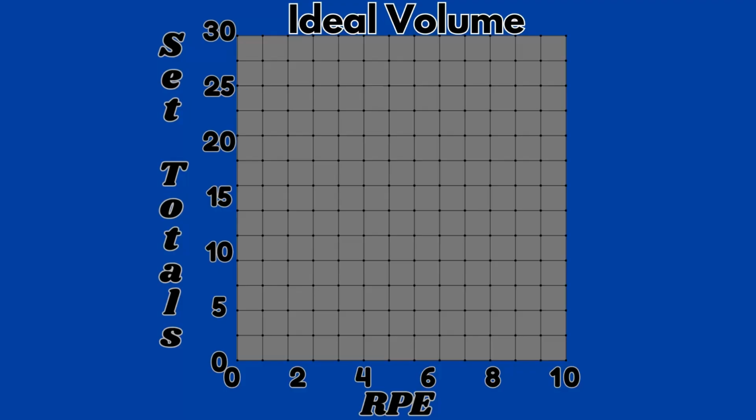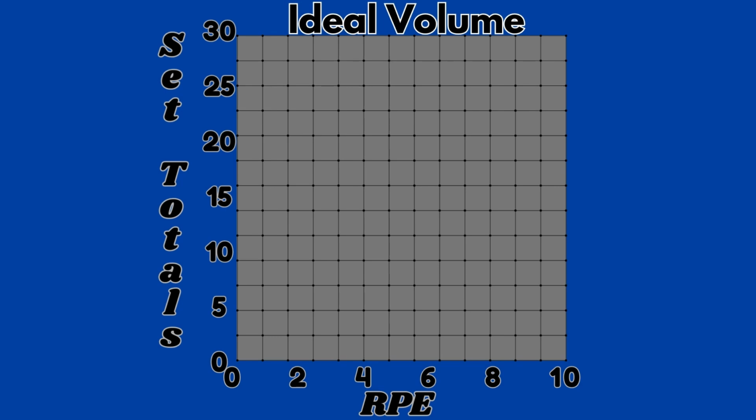Now, since this topic is so complicated, I created a chart, and this isn't super scientific, but I thought this represents how volume works really well. All right, so here's my basic ideal volume chart. On the bottom, we can see RPE. This stands for rate of perceived exertion, essentially grading how hard you're training. 0 essentially being nothing, and 10 being as hard as you could possibly train. And on the y-axis, we can see set totals spanning from anywhere from 0 to 30.